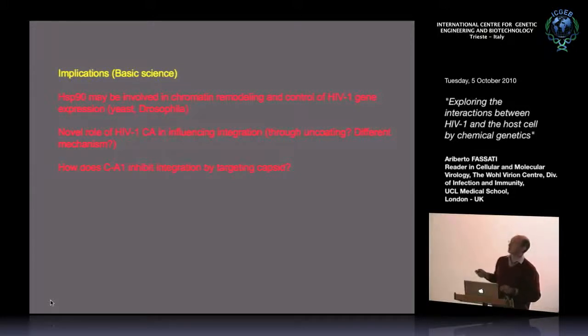This also has some basic implications that we need to investigate much more. So this is just the beginning, of course. We just learned that. This is going to be published soon. Maybe HSP90 can be involved in chromatin remodeling. We don't know that in humans, but there is evidence that that's the case in Drosophila because it's important for the trithorax gene expression patterning. If you don't have HSP90, that is completely disturbed. It's also important in yeast for induction of the galactose genes. So we know that. And then we think there is another role of capsid in integration that probably comes from disturbed uncoating. And we need to understand more about that.